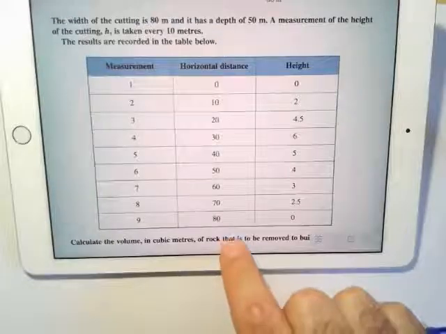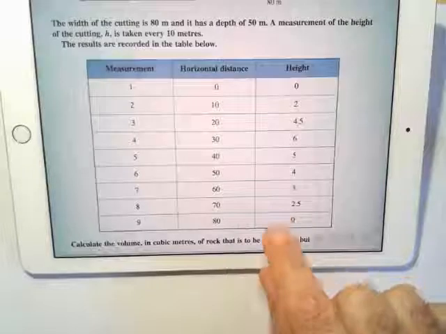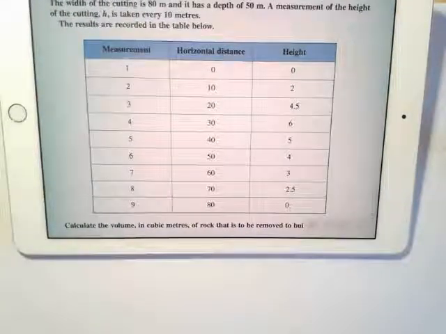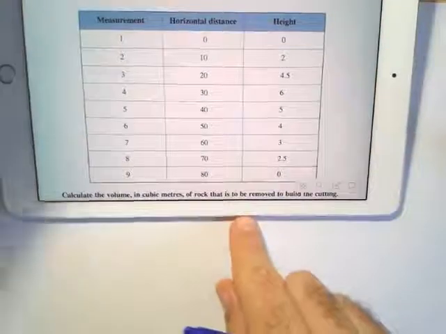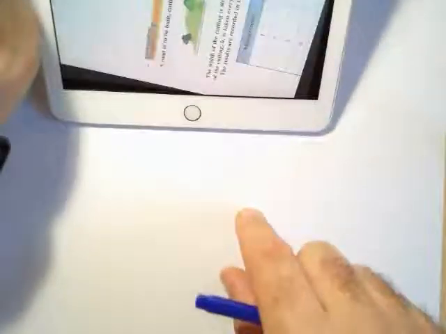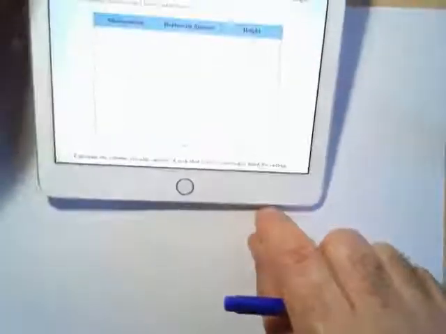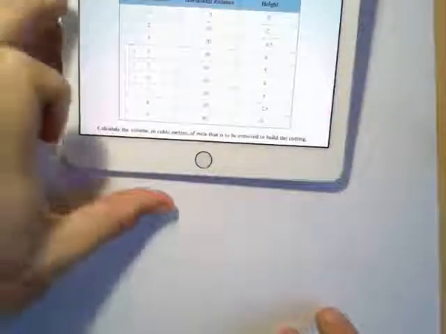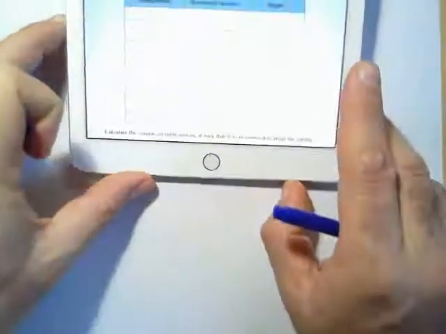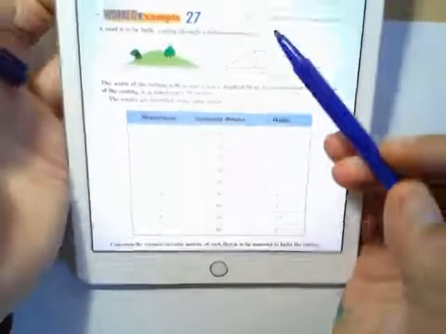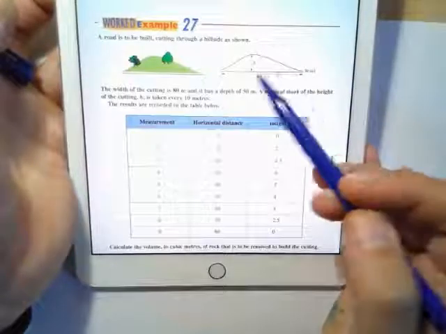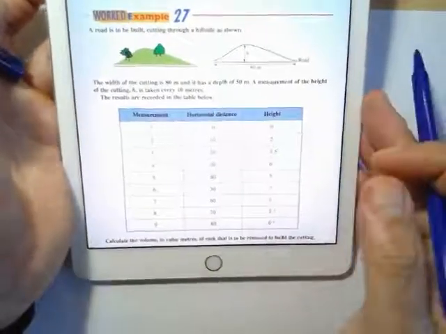So we're going to use Simpson's rule to calculate this. Just want to move it up, make it a little bit smaller if I can, so we have space to work. So Simpson's rule, to find a volume, first we need to calculate what is this cross-sectional area over here. So this cross-sectional area is what we're going to use Simpson's rule to calculate.